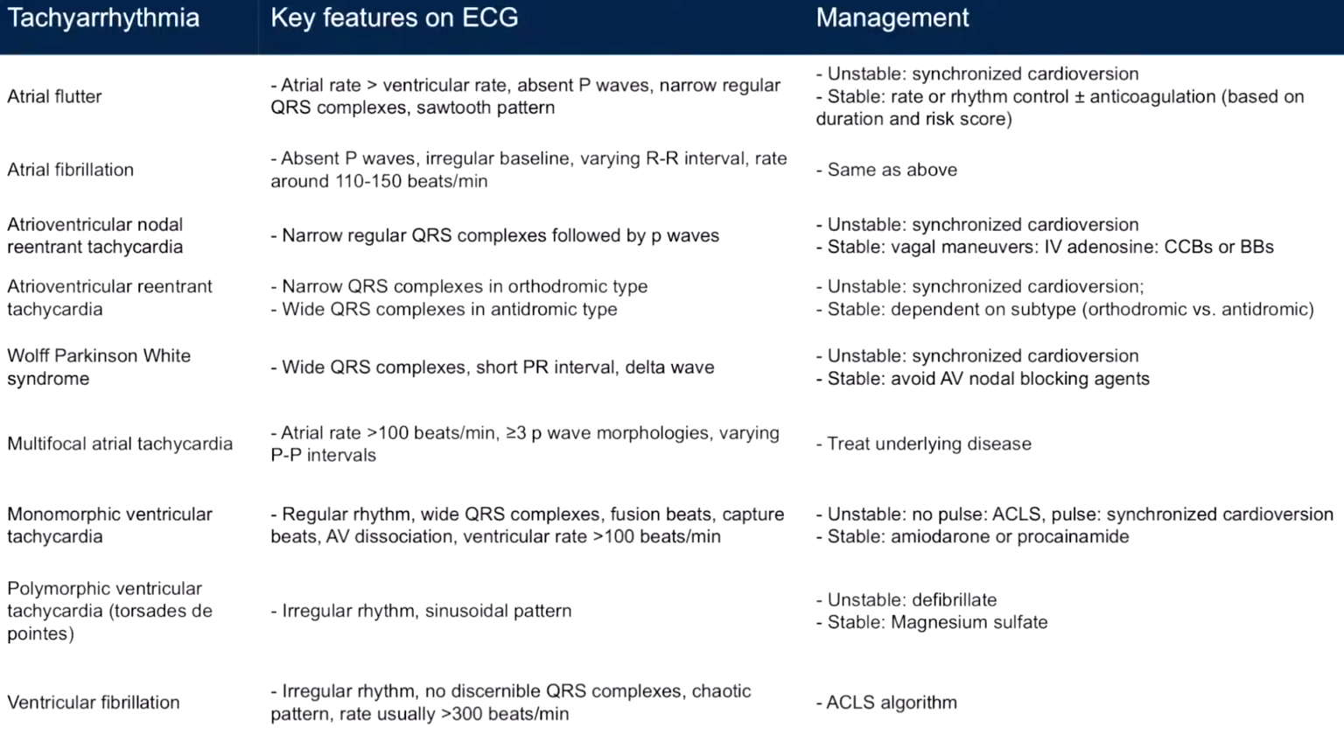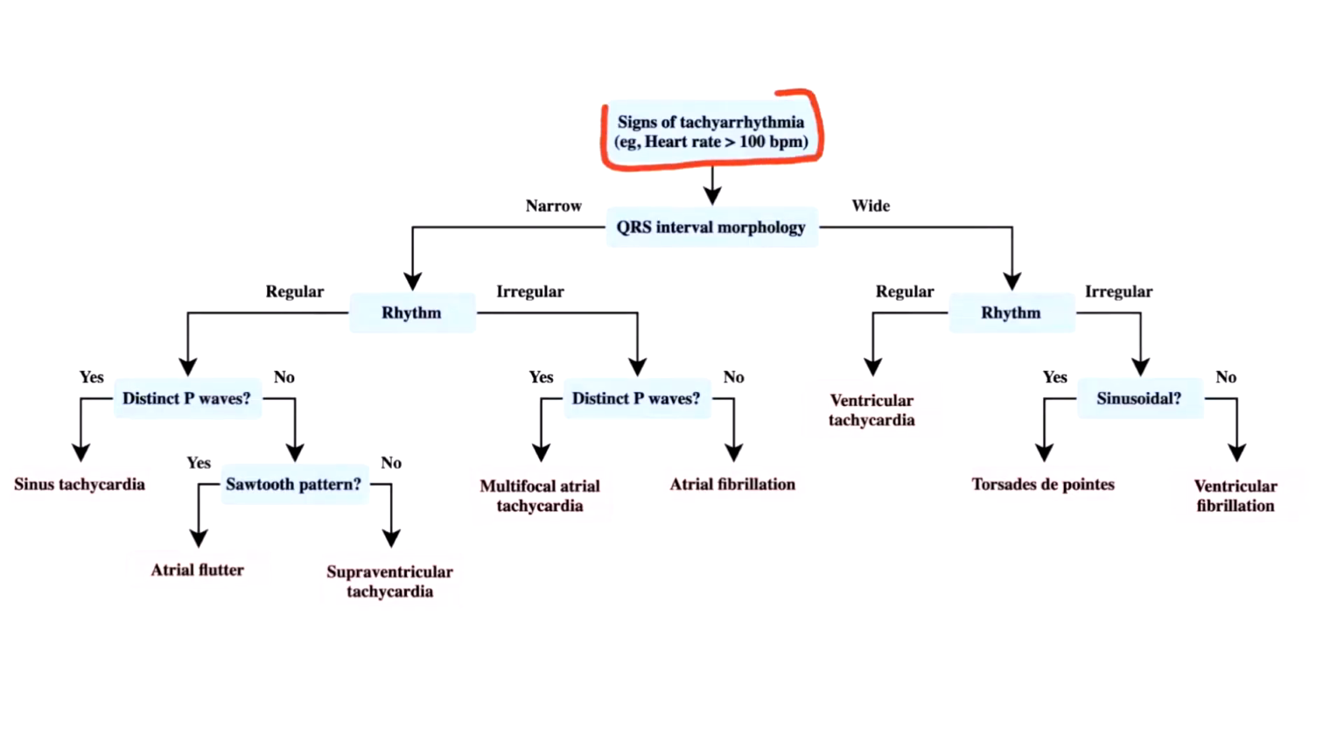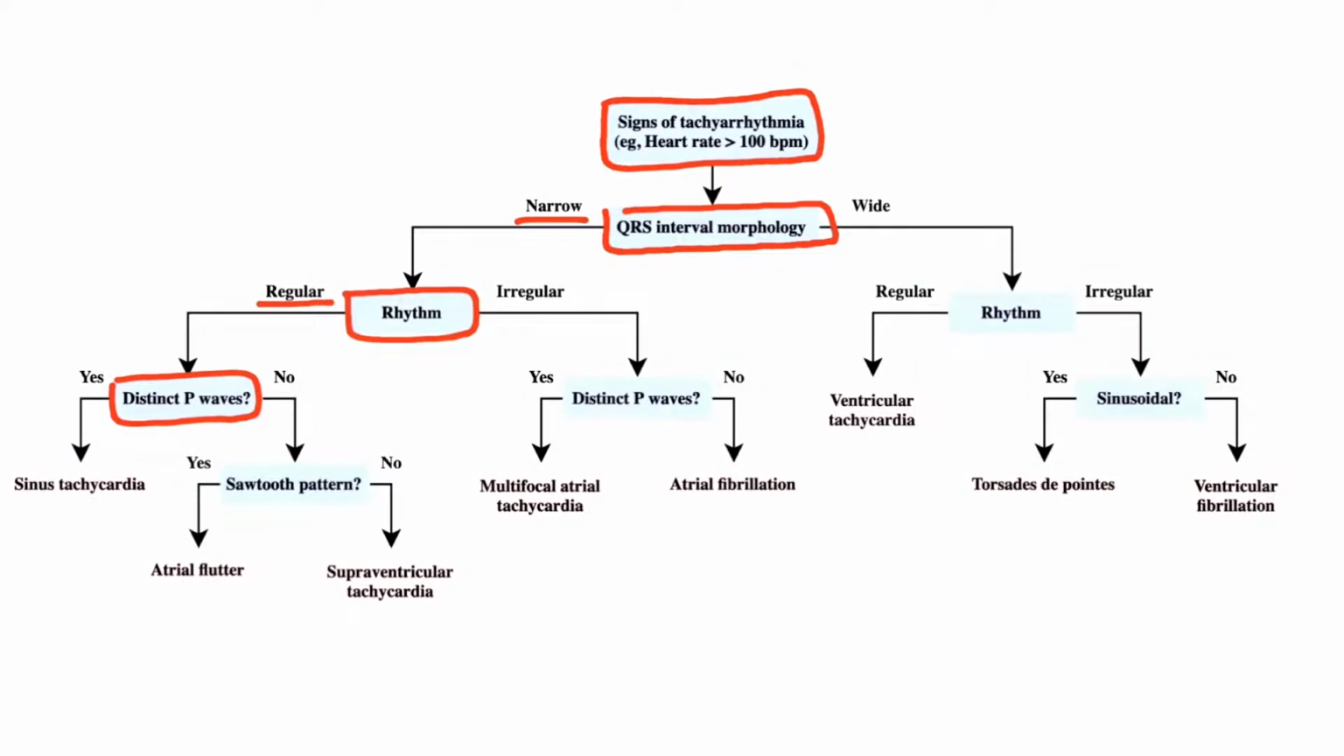Here's a table that summarizes the main features of all tachyarrhythmias we discussed throughout all 3 lectures. Pause the video and take a moment to consider this table. This algorithm will allow for an easy recap of most tachyarrhythmias. Regarding the narrow complex tachyarrhythmias, which have a regular rhythm, we can further look at the presence of P waves for differentiation. If there are P waves, then it is sinus tachycardia. If there are no P waves, and there is a presence of a sawtooth pattern on ECG, it will be classified as atrial flutter. Otherwise, it will be supraventricular tachycardia.